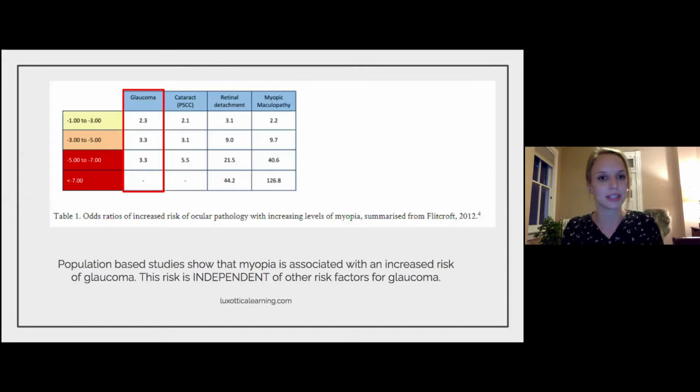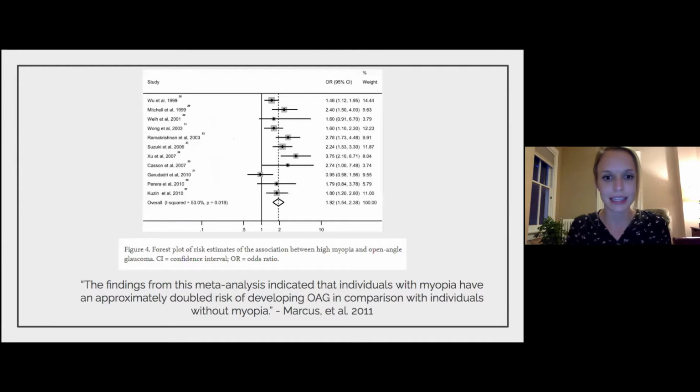Myopia is associated with an increased risk of glaucoma, and studies have found that this risk is independent of other risk factors for glaucoma, such as IOP. This meta-analysis found that on average, the studies show that the risk of glaucoma is doubled in individuals with myopia versus individuals without myopia.